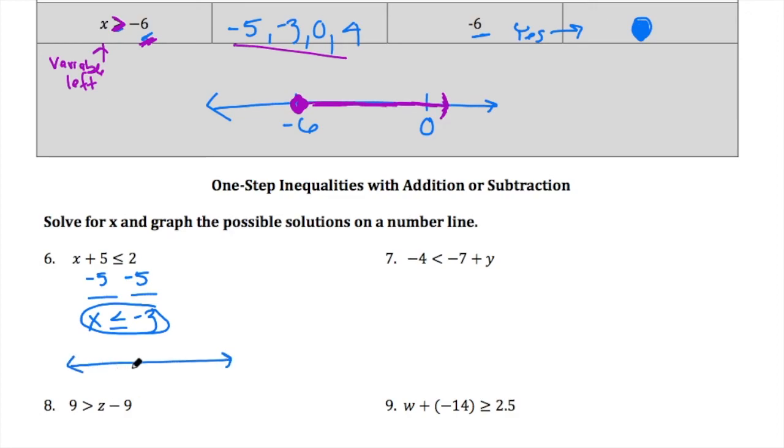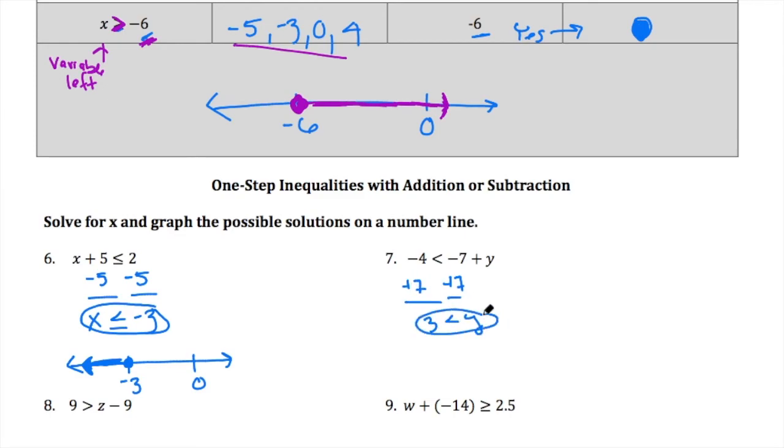The other part is the visual representation, which we're going to put on the number line. So negative 3 and 0 on our number line. It's a filled-in circle there at negative 3 and to the right. Those are all the possible answers that work for that inequality. And they work for the original x plus 5 is less than or equal to 2.